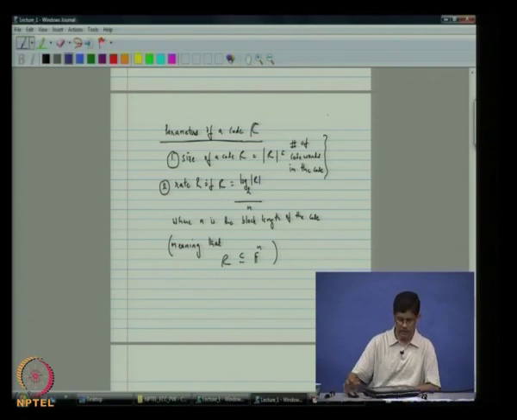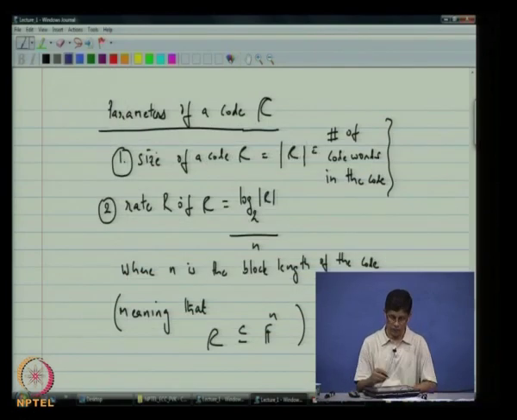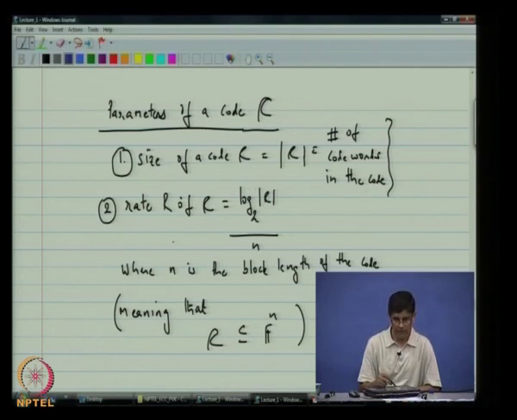And then I started talking about the different parameters of a block code. One is of course the size, which in some sense measures how much information. So, one parameter is the size of a code, which is simply a count of the number of code words in the code. The second is the rate of the code.